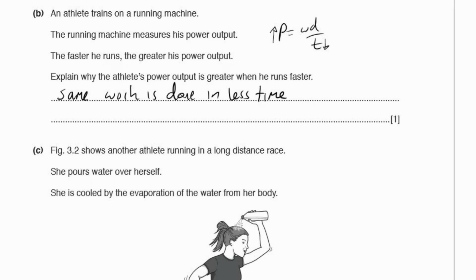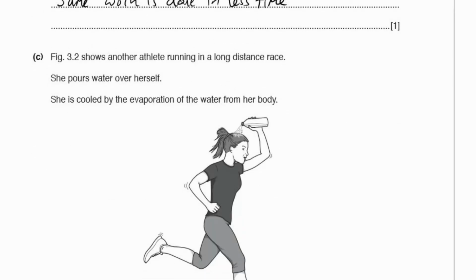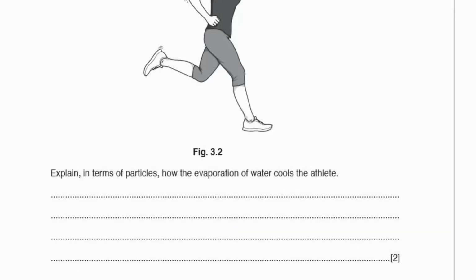Right, next one. Figure 3.2 shows another athlete running in a long distance race. Let's jump down to see that. She pours water over herself. She is cooled by the evaporation of the water from her body. Explain, in terms of particles, how the evaporation of water cools the athlete.